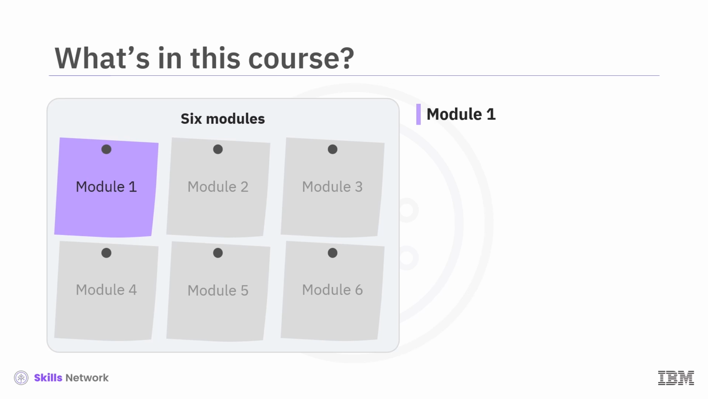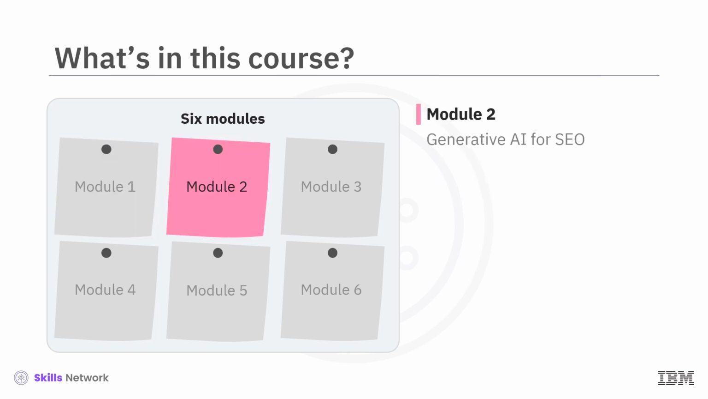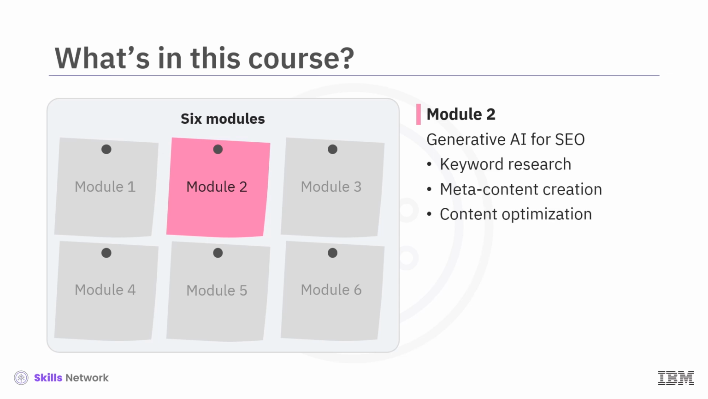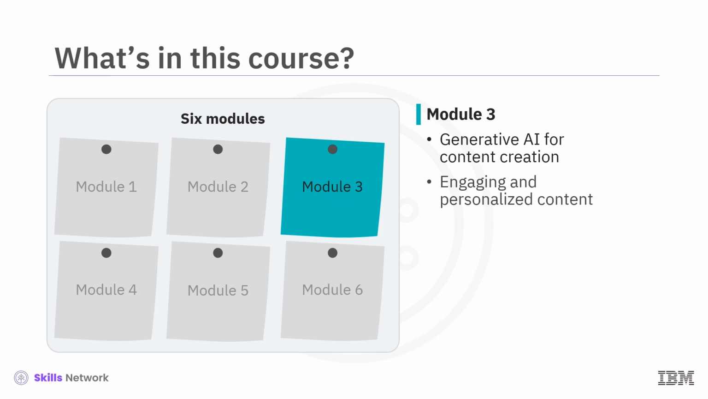In Module 1, you'll discover how generative AI transforms digital advertising by creating compelling ad copy, visuals, and personalized content while optimizing campaigns. Module 2 focuses on generative AI-driven SEO strategies, including keyword research, meta content creation, content optimization, and competitor analysis. Module 3 explores how generative AI enhances content creation, enabling the production of engaging and personalized marketing content such as blogs, articles, and social media posts.